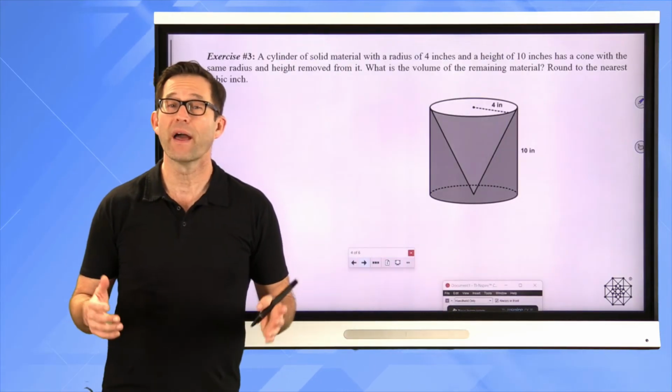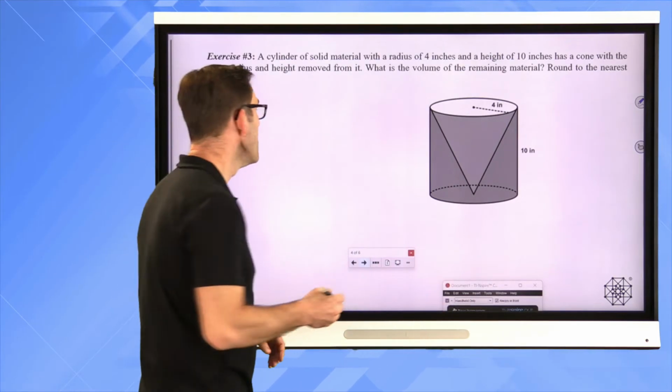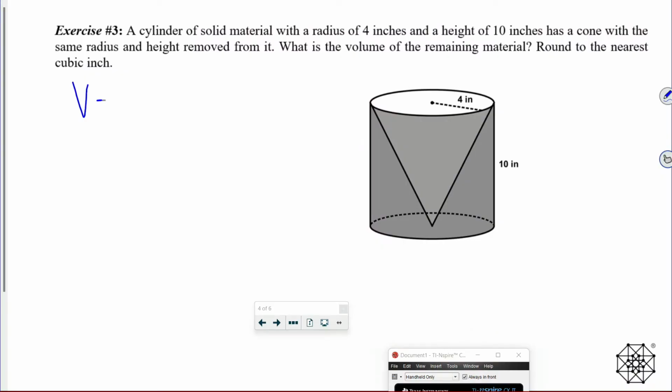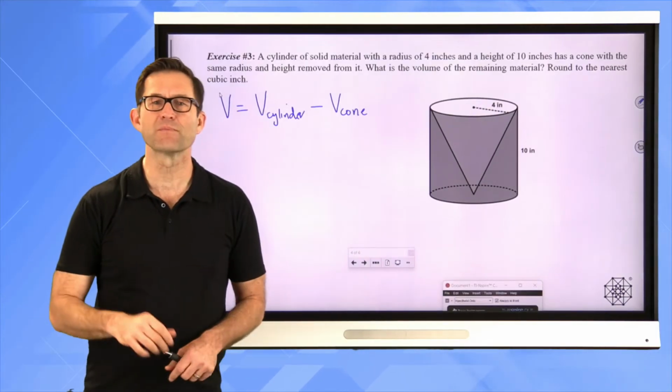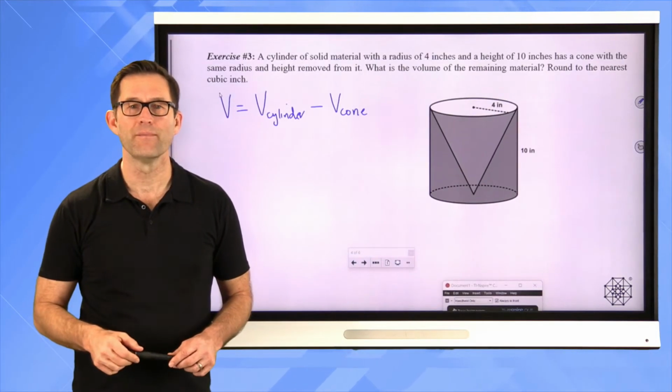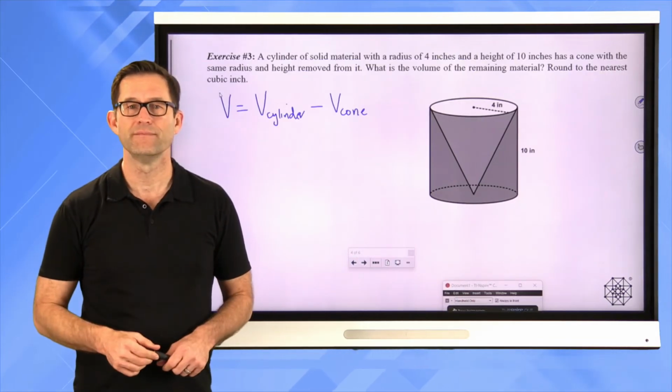All right, well, I think it's probably no surprise that what we're going to want to do here is find the volume of the cylinder, and we're going to want to subtract out the volume of the cone. So what I'd like you to do is play around a little bit with this problem. It's really just plugging numbers into a formula. See what you can find.